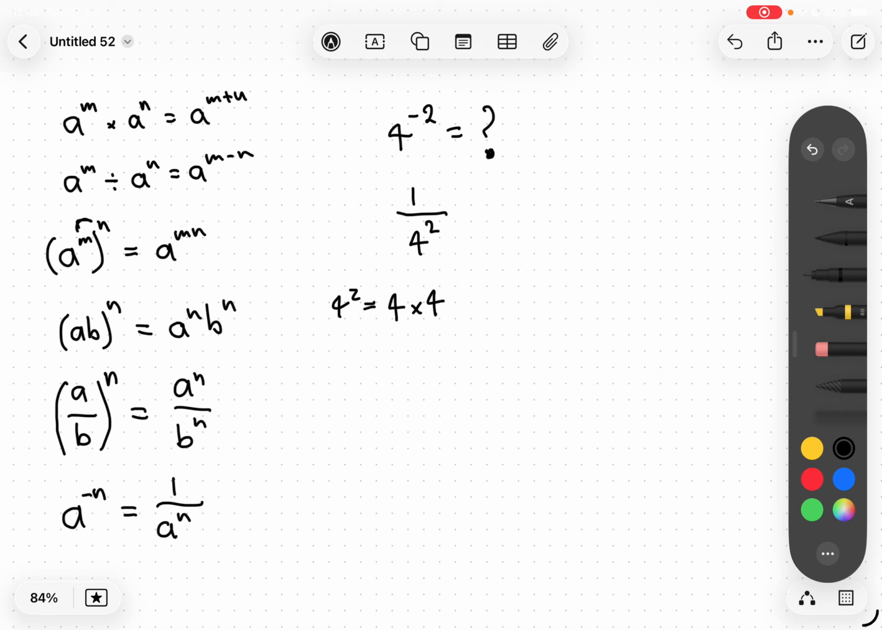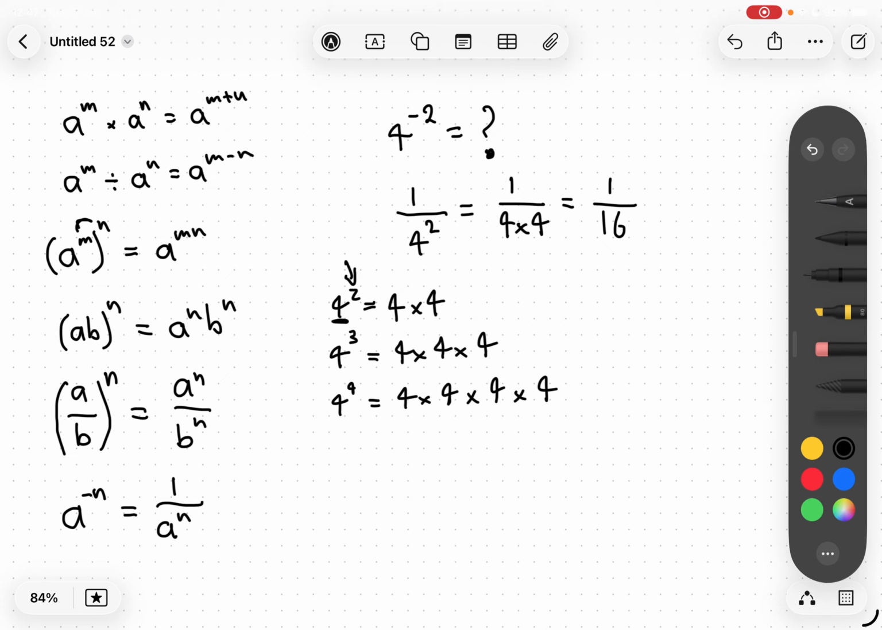4 squared equals that. 4 cubed equals 4 times 4 times 4. 4 to the 4 equals 4 times 4 times 4 times 4. So you see the pattern. However many times you see this, that is just how many times you put that number down, and you just chuck a times in the middle. So this here is just going to be 1 on 4 times 4, which is equal to 1 on 16. There we go. That there is our first question.